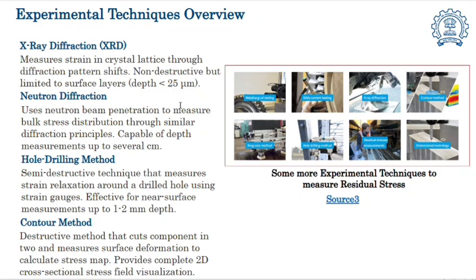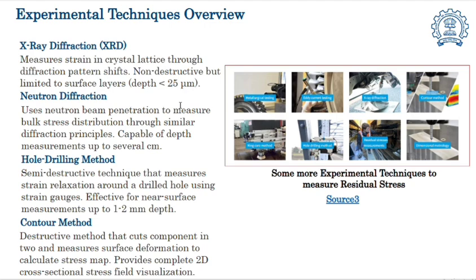So now let's head to experimental techniques, and the first one is X-ray diffraction. In X-ray diffraction, we measure strain in the crystal lattice through diffraction pattern shifts, and it's non-destructive but limited to surface layers of depth less than 25 micrometers. The second one is neutron diffraction. In it we use neutron beam penetration to measure bulk stress distribution through similar diffraction principles, and it's capable of depth measurements up to several centimeters.